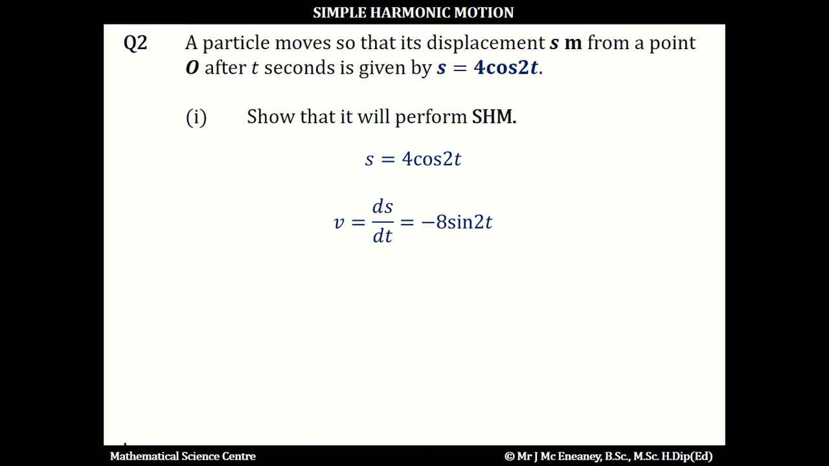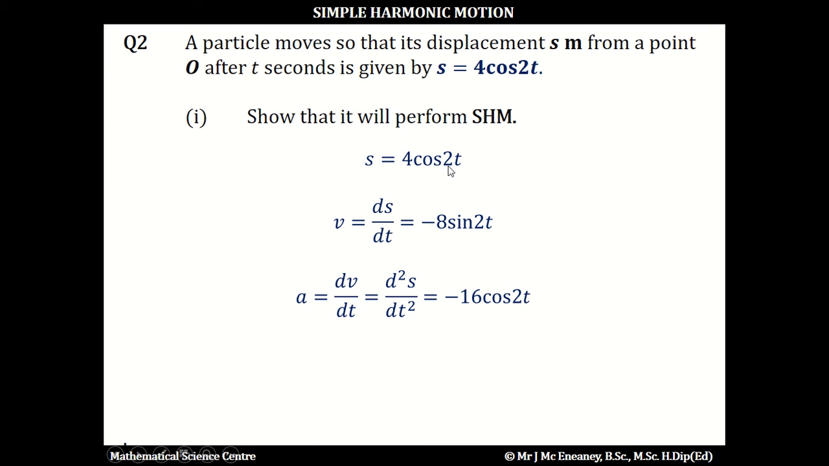Acceleration then is the rate of change of velocity. So a equals dv/dt, or that's the same as d2s/dt squared. If you multiply the 2 by the 8, that gives us 16. If you differentiate a sine of 2t, it becomes a cos of 2t. So the acceleration a equals minus 16 times the cos of 2t.